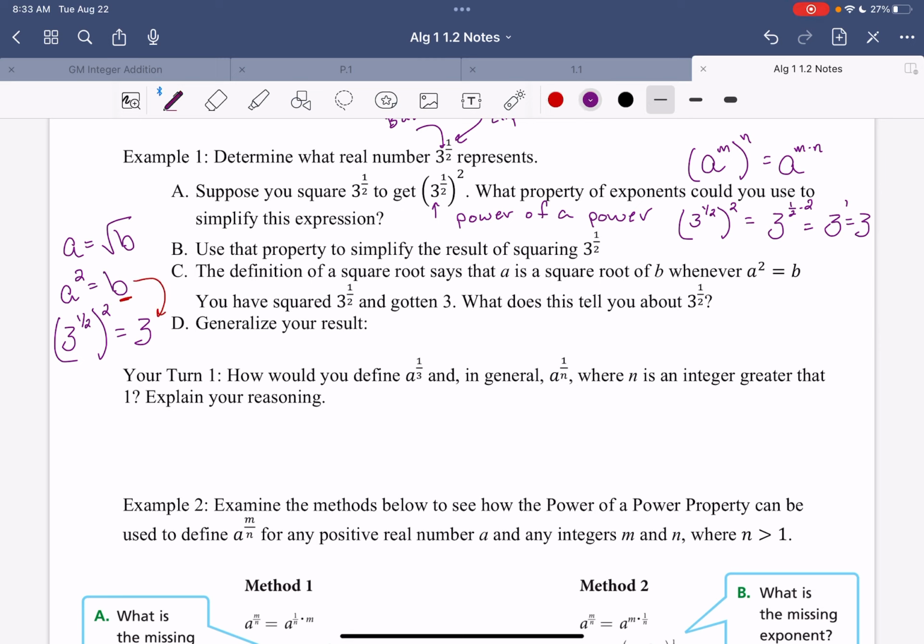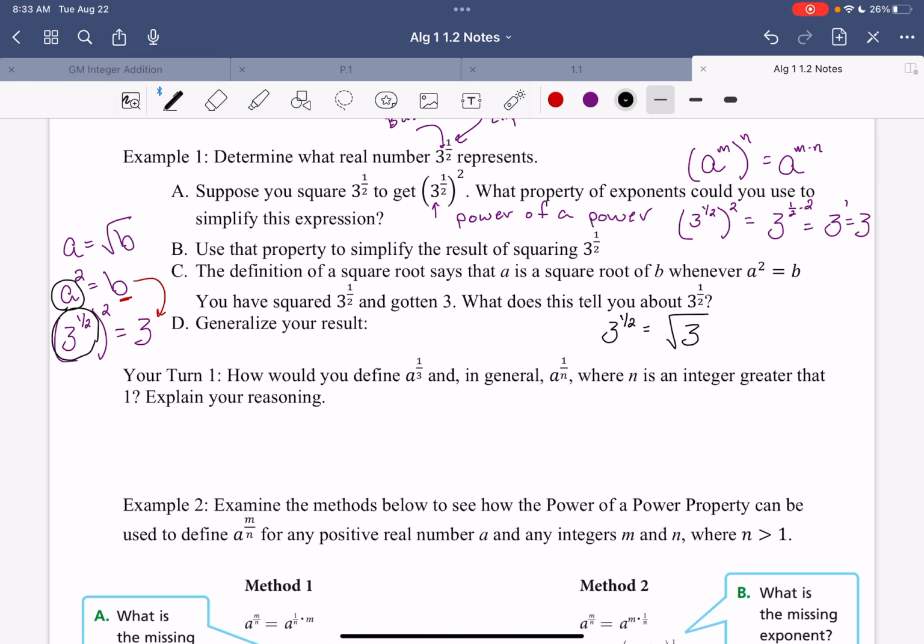And my A is the 3 to the 1/2. So what does that tell me about 3 to the 1/2? If we go back here and look at this guy, that tells me that A is 3 to the 1/2. That 3 to the 1/2 equals the square root of my B, which is 3. 3 to the 1/2 equals the square root of 3.